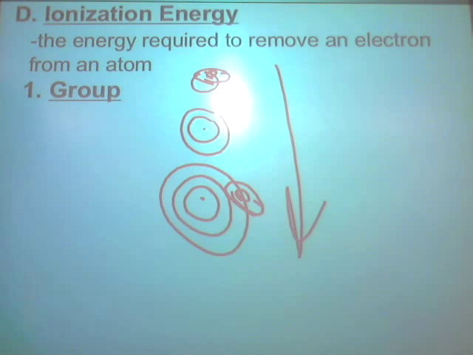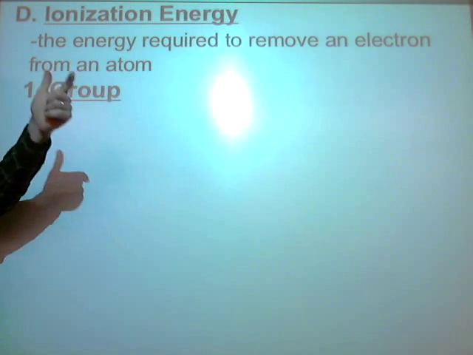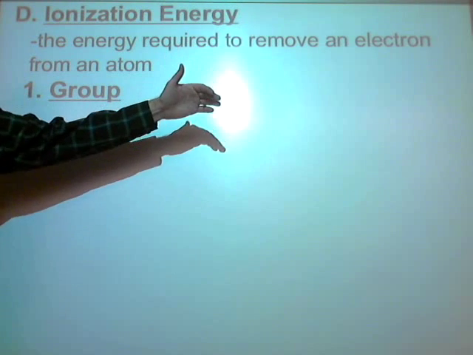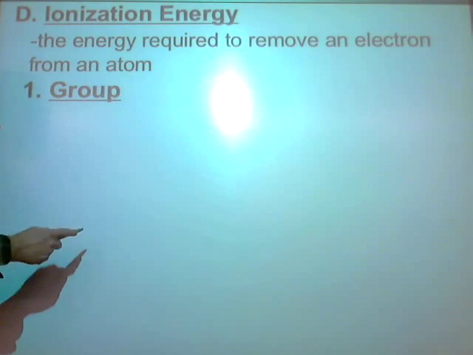Who's ready to give me an answer to that? What's this next sentence going to say? Ionization energy increases or decreases? What do you think, Maddie? Decreases. As I go down, they're further away. You all agree? Absolutely. This is thinking.